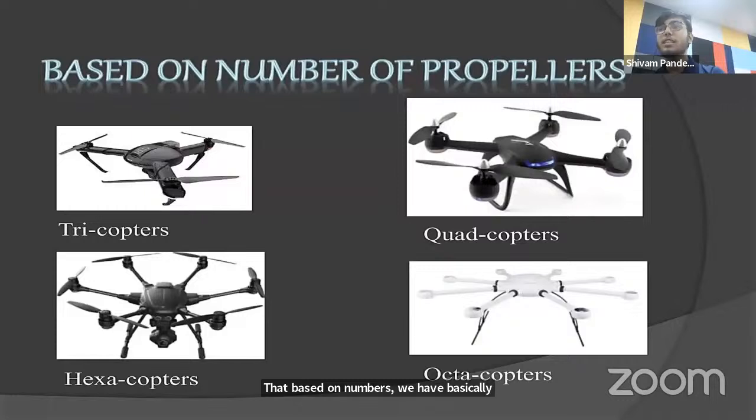The first one is the tricopter. You can imagine it as a helicopter. Then the quadcopter is the normal drone that you can see in your market. The hexacopter is a drone that is used for agriculture or medical purposes. And the octocopter is a drone that is used for military purposes only.